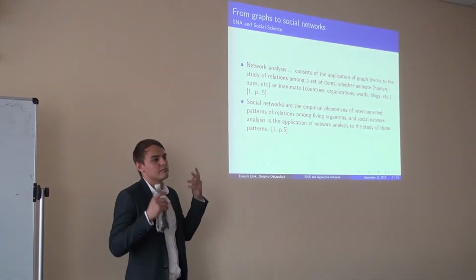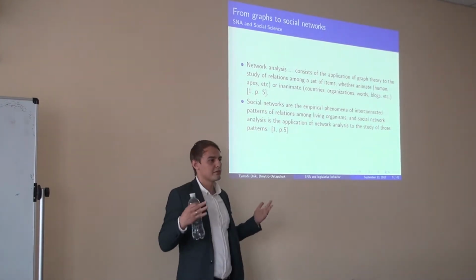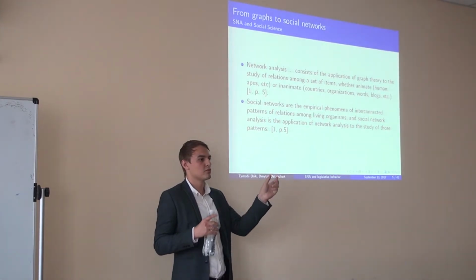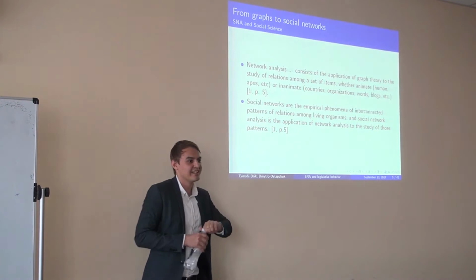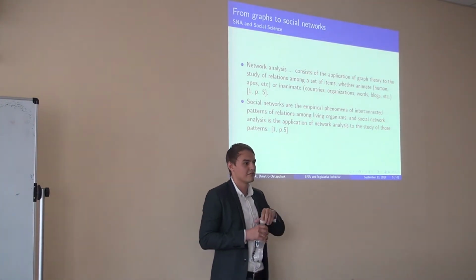So when we talk about human beings or groups of people, then we study social networks. So what are social networks? It's just some sort of empirical phenomena that we observe. A group of people, let's say individuals, who are connected to each other. And that's it. A very simple definition. So when we apply social network analysis, we study these patterns of connections.